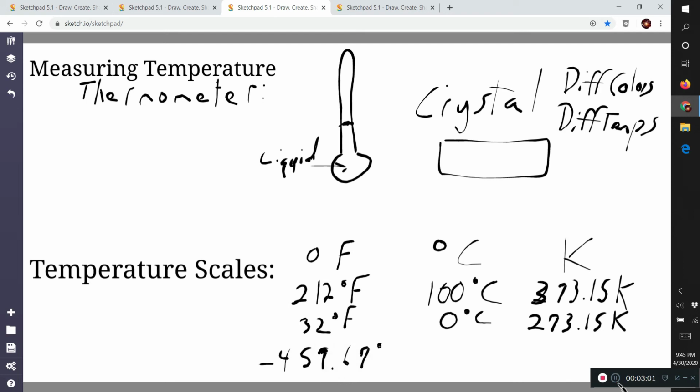And absolute zero is at negative 459.67 degrees Fahrenheit. It's at negative 273.15 degrees Celsius, and it is 0 Kelvin.